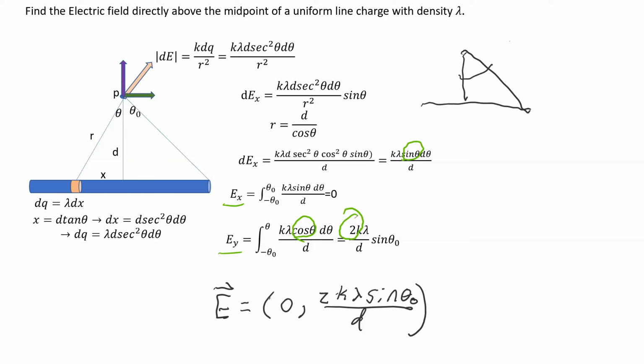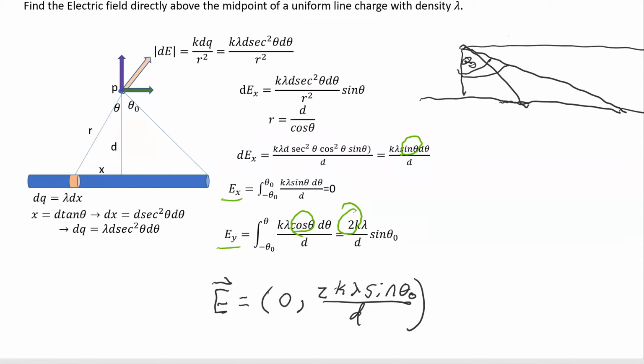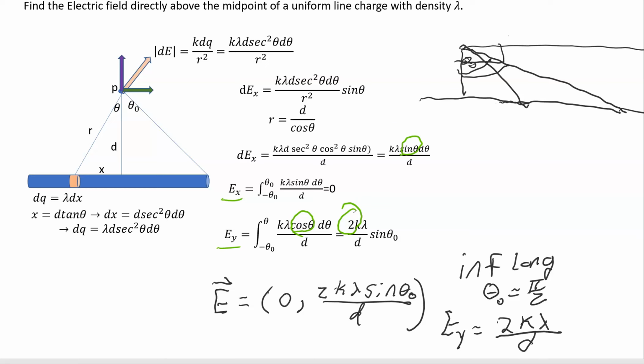Well, at the length it is now, this is theta naught. You can imagine if we made it longer, theta would become a bigger angle. And if we make it infinitely long, then this angle theta is going to be pi over 2. So for infinitely long, we just set theta naught equal to pi over 2, and we can say that the electric field in the y direction looks like 2k lambda over d, because sine of pi over 2 is 1. So that's the result you get by integrating.